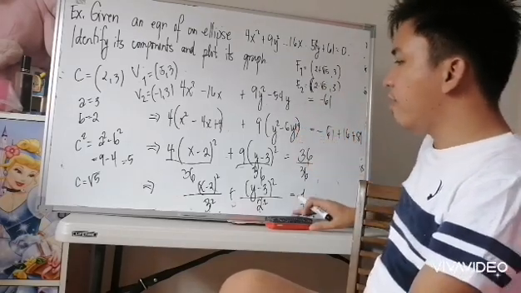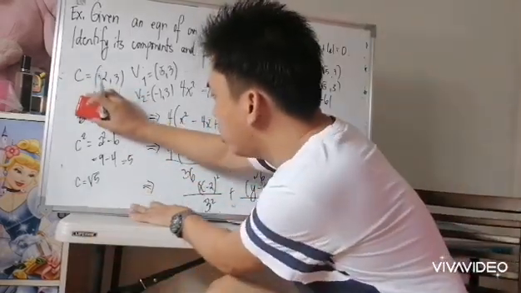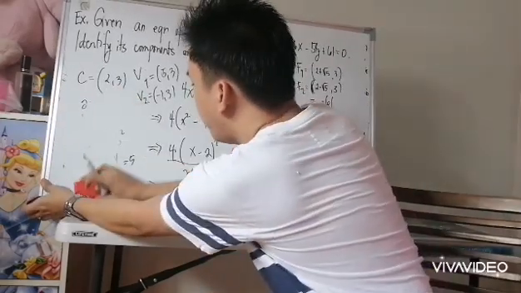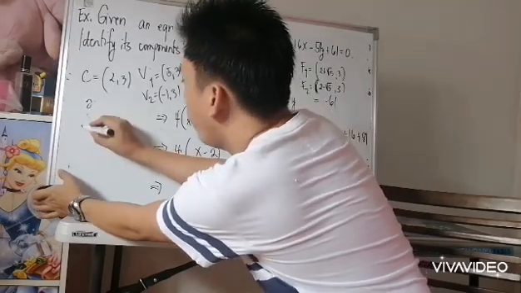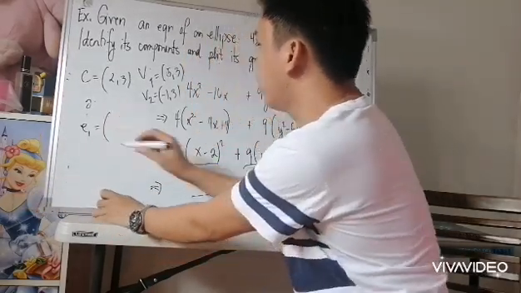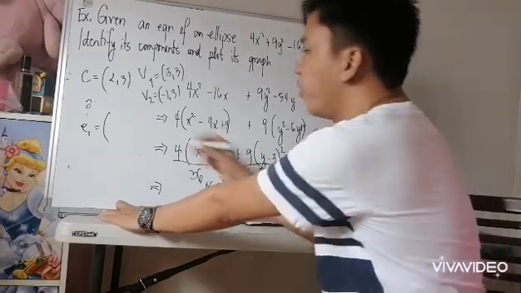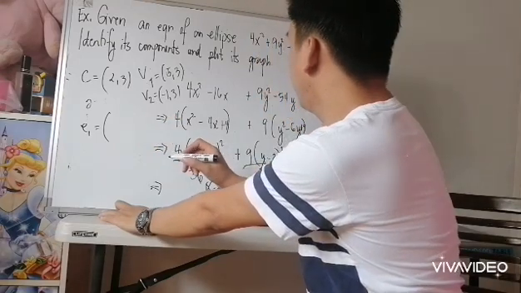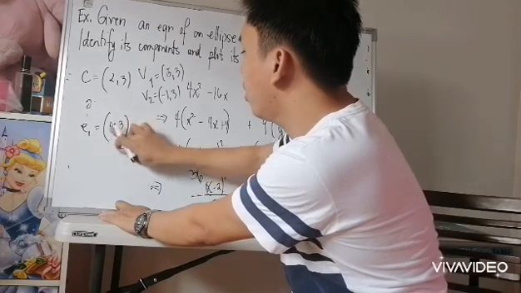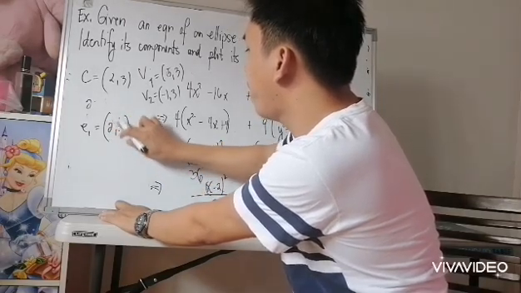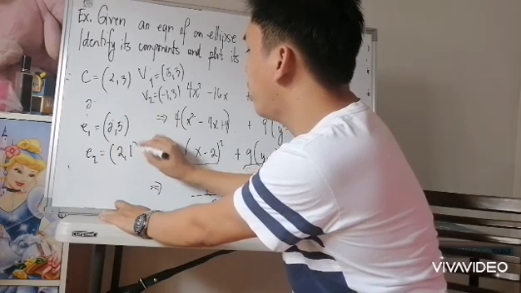What are the co-vertices? I'll just erase this portion here. So what are the co-vertices? This is 2, your b is 2, so you have 4, 3. I'm sorry, it should be on the top. So 2, 5, and the other co-vertex is 2, 1.